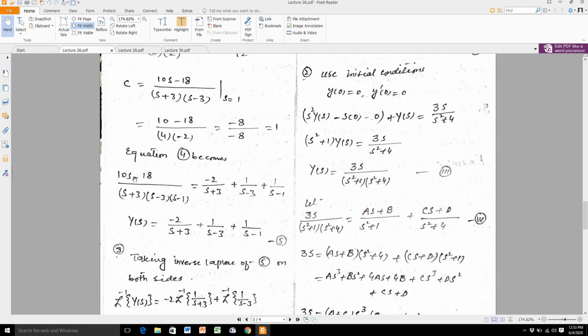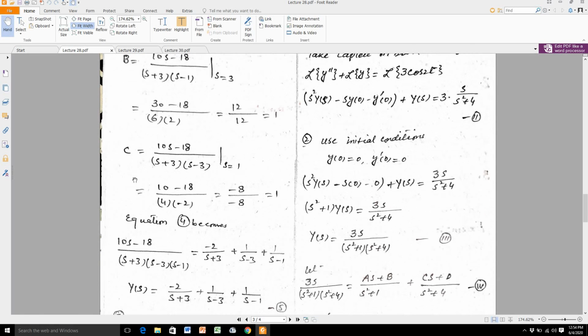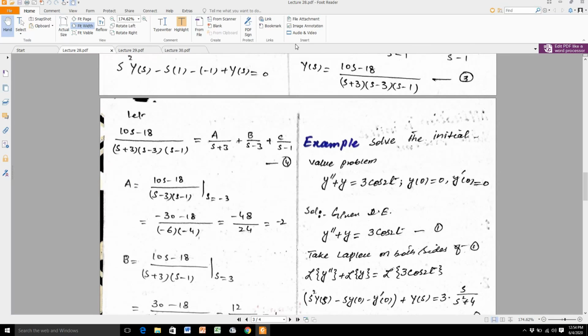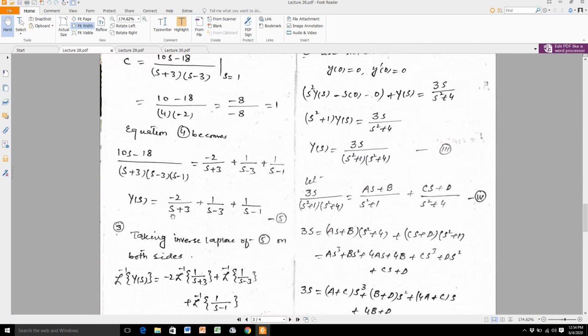And you know that this expression is equal to Y of s. So I am writing here Y of s is equal to minus 2 over s plus 3 plus 1 over s minus 3 plus 1 over s minus 1, and say this is equation number 5. What is the last step that we have to perform here? That is that we have to take the Laplace inverse transformation, the inverse Laplace transformation, of equation number 5.